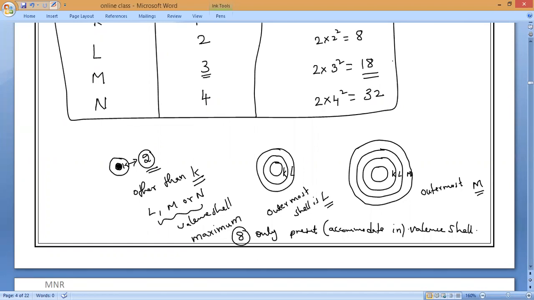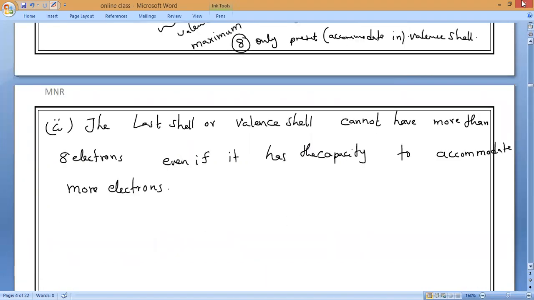But if it is a valence cell, maximum how many electrons can we have? All of you. Only 8. We can make only 8 electrons. That is what you have to understand. Understand, Gokul, Kaushik? So irrespective of their capacity, if it is a valence cell, then only 8 electrons we can make. That is what you have to remember. Okay, guys?